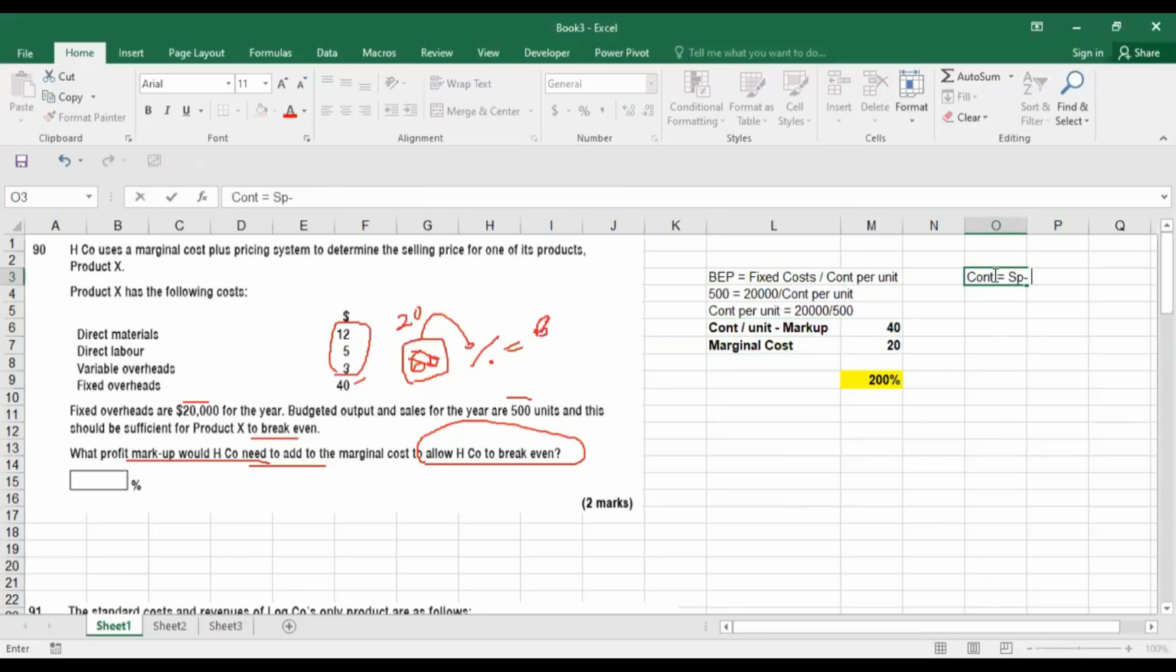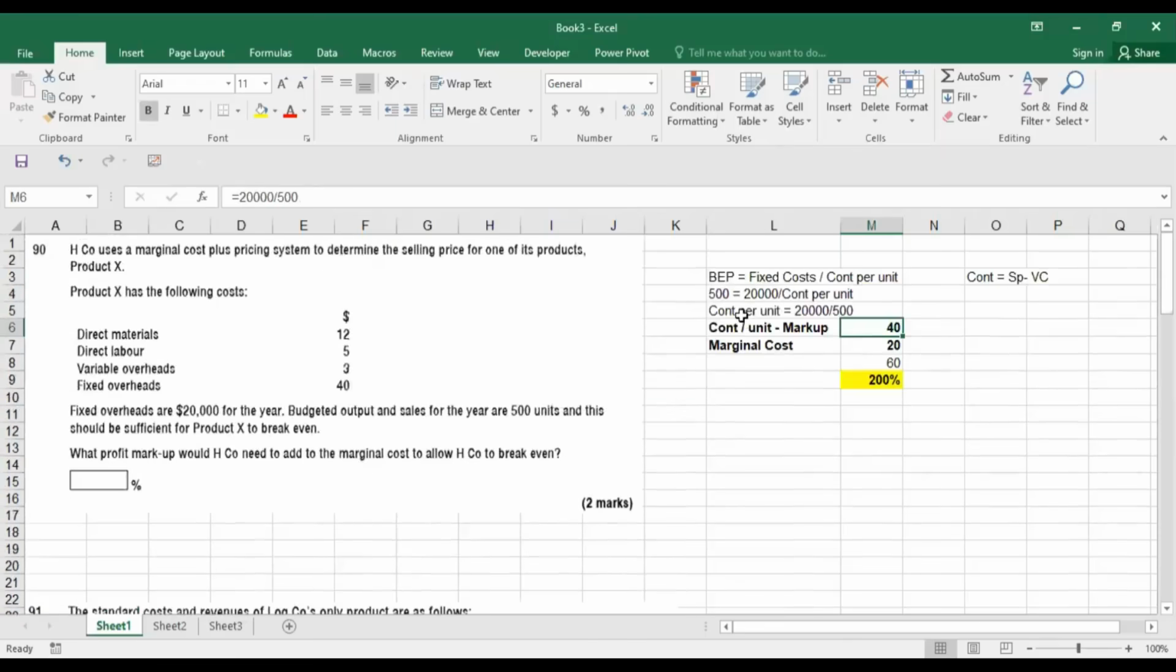And you remember the contribution was selling price minus the variable cost. Variable cost was 20. So I should be adding $40 markup on top of my variable cost and selling the product for $60. The product selling price would be $60, okay? And your markup is 2 times the cost. You can say that markup is 200%. Not really difficult, quite simple.